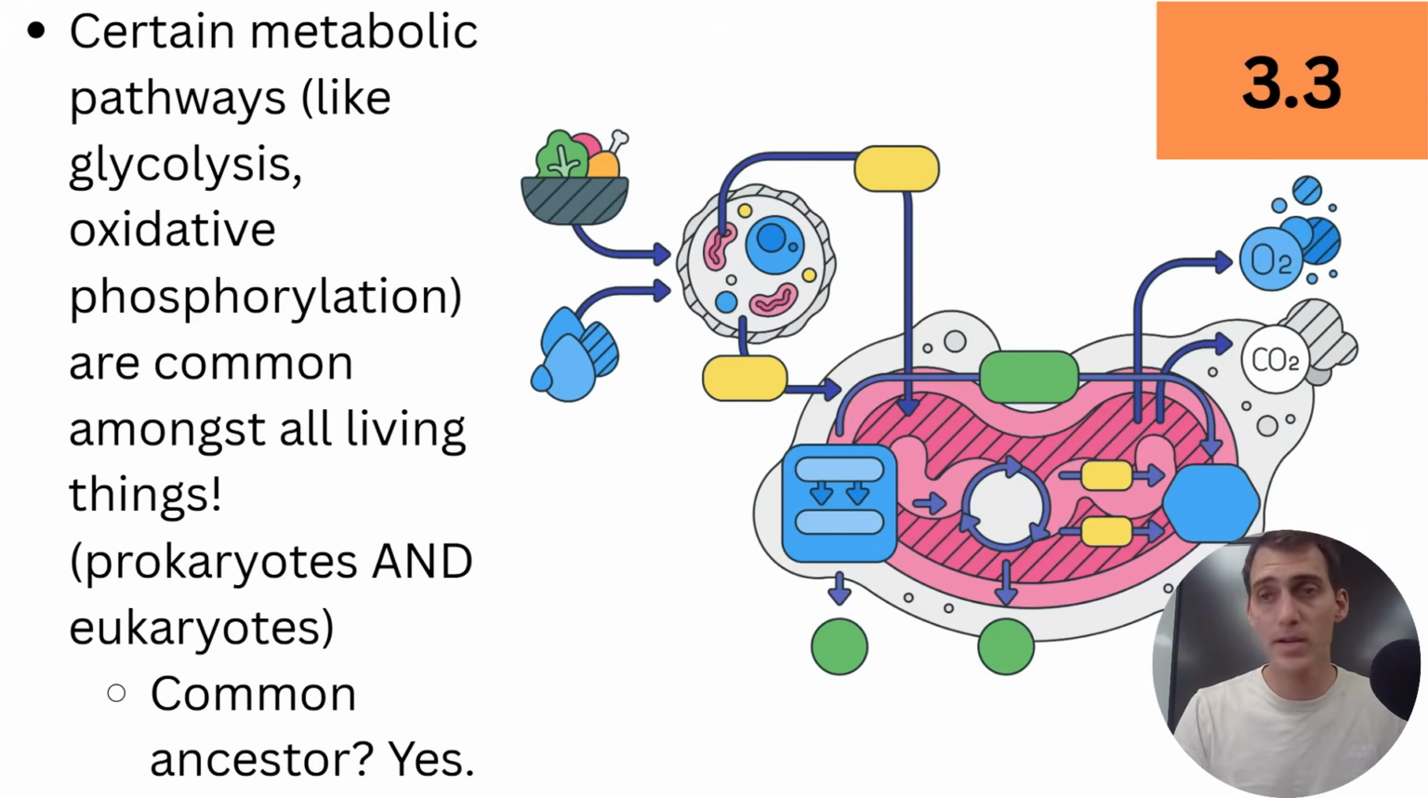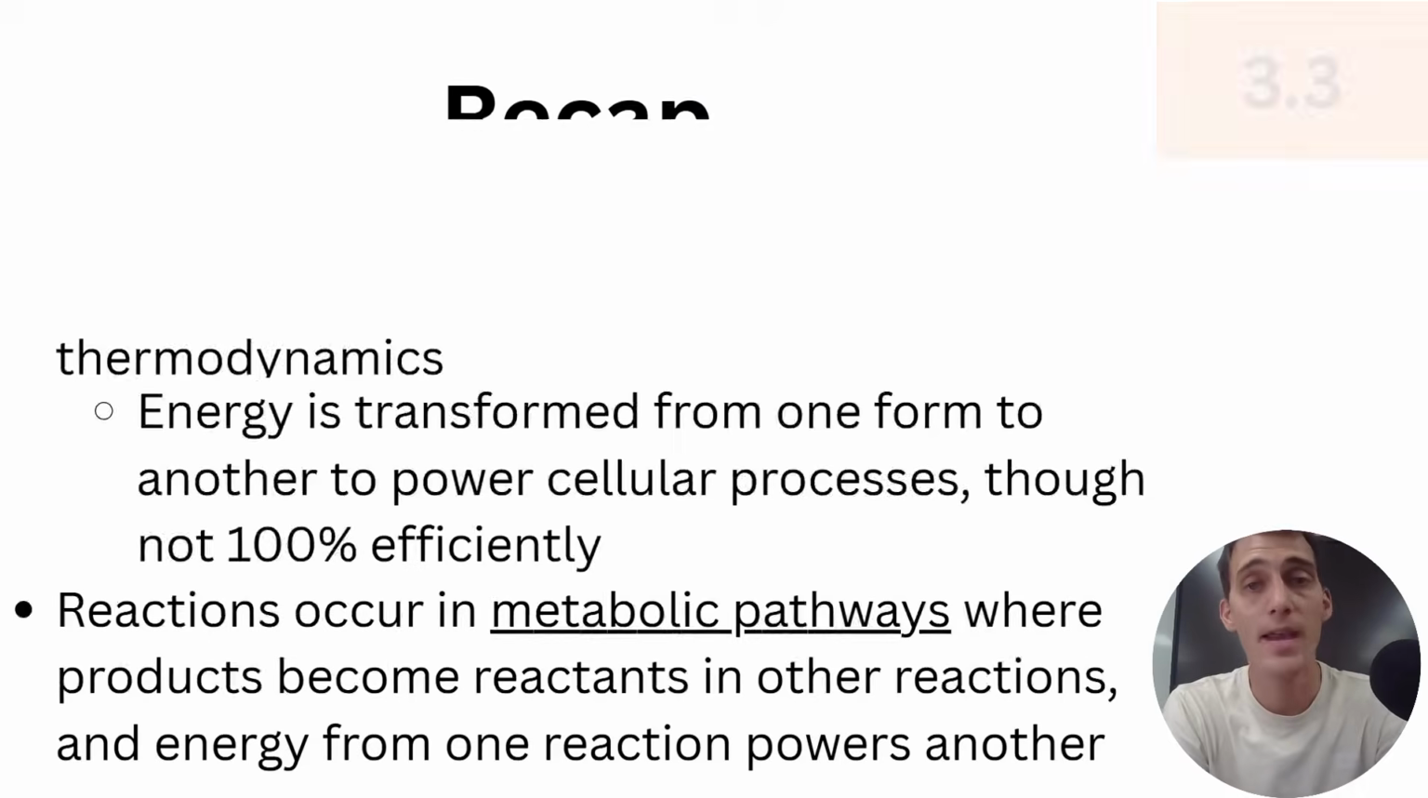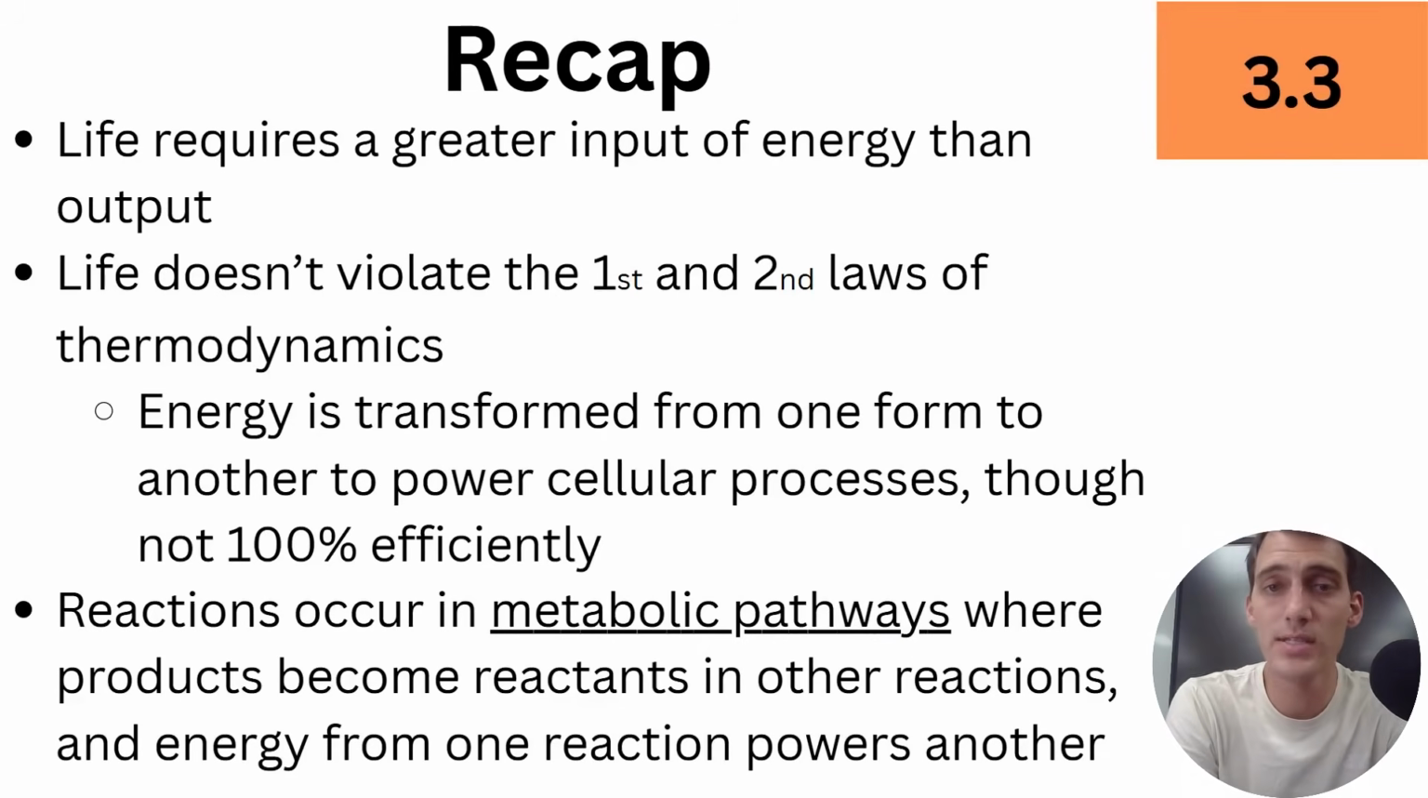So here you go. Here's the recap in case you missed anything, or I missed anything. Life requires a greater input of energy than output. Life doesn't violate the first and second laws of thermodynamics, all right? Input has to be greater than output because energy is transformed from one form to another, but it's not 100% efficiently. So energy is used, but it's also lost, all right? So we got to make sure our output is lower than our input.